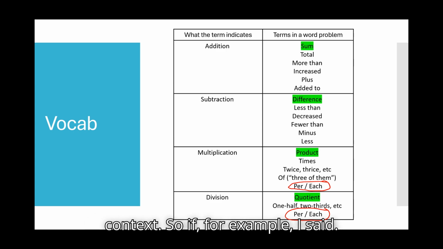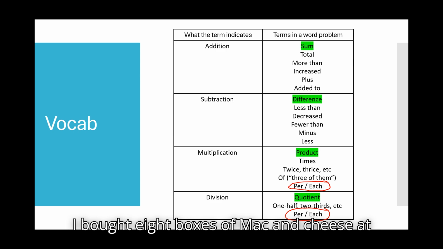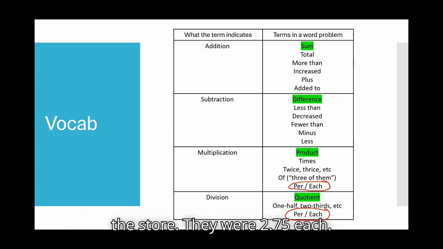So if, for example, I said I bought 8 boxes of mac and cheese at the store, they were $2.75 each, how much did I spend? In that case, each is helpful for multiplying because I have the number of boxes and the price of the boxes, I need to multiply to find my total. However, if I said I have $20 and mac and cheese is $2.75 per box, how many can I buy? Now I really need to do division because I have the total. I'm trying to go backwards to the amount I can spend to make up that total. So be careful. Context really matters for those.